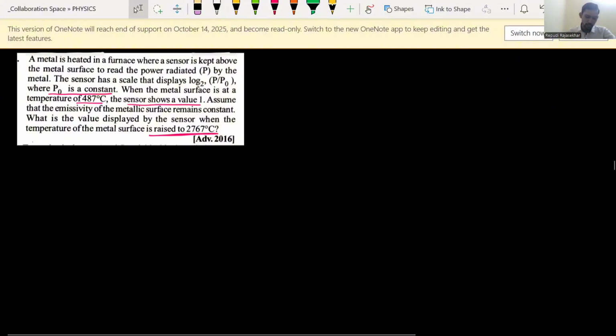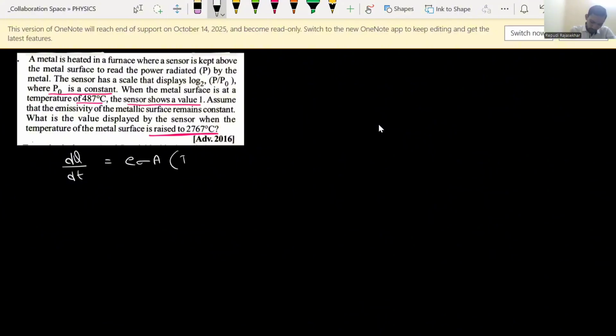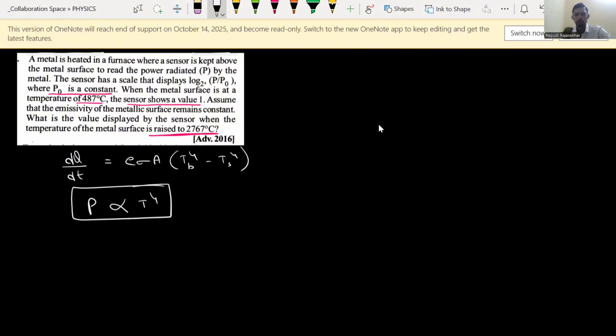A radiation process means we can take the general equation, dq by dt, the rate of flow of heat, equals E sigma A (Tb power 4 minus Ts power 4). Tb is the temperature of the body, Ts is the temperature of the surrounding. dq by dt is nothing but power. So basically power is directly proportional to the fourth power of temperature.